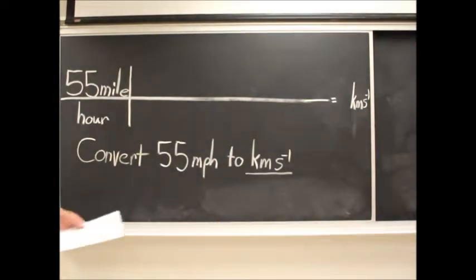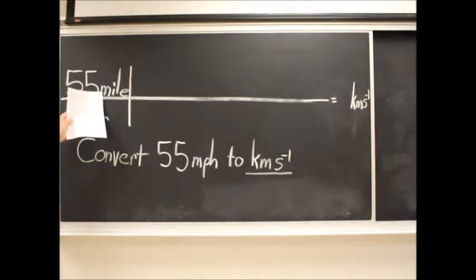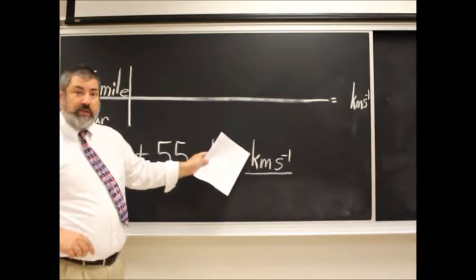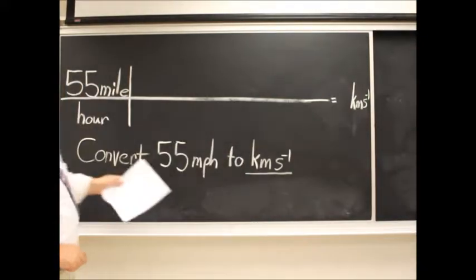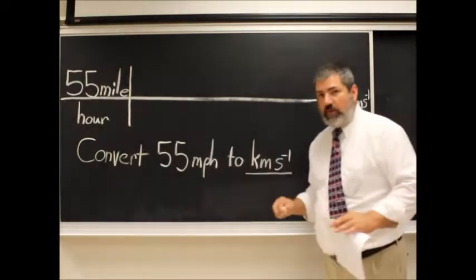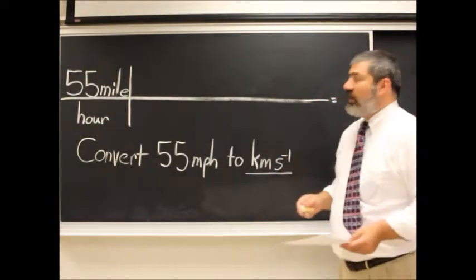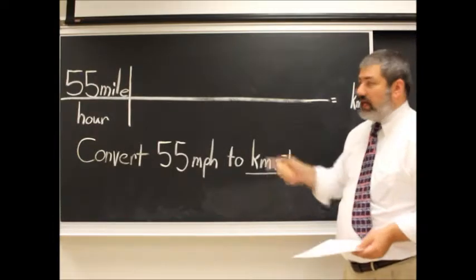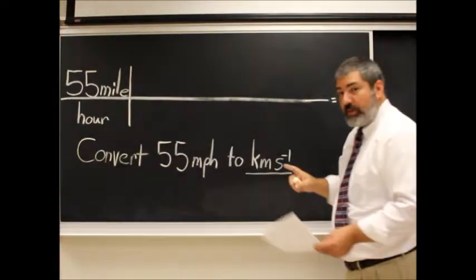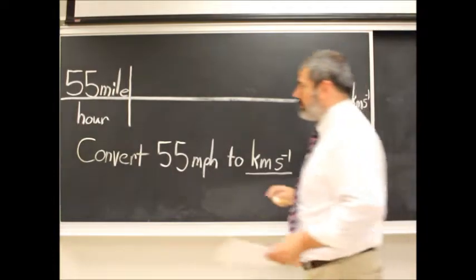Where to start? Another thing that can be confusing: I have an English unit of distance that I need to convert into a metric unit of distance, and then I have a time that I need to convert into a different time. It does not matter which one you do first. Pick one and go for it. I'm going to pick time, going from per hour to per second.